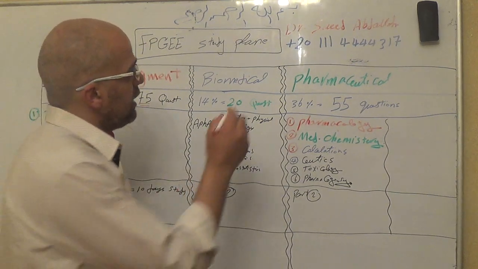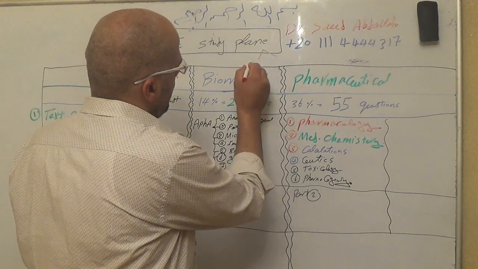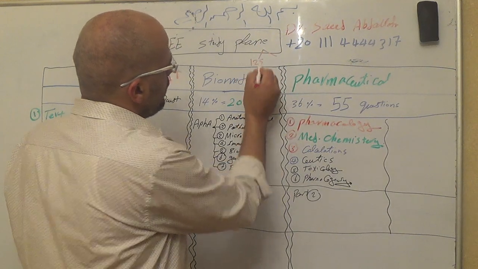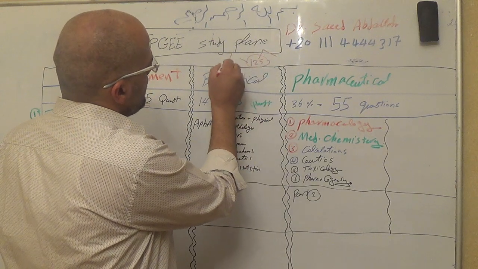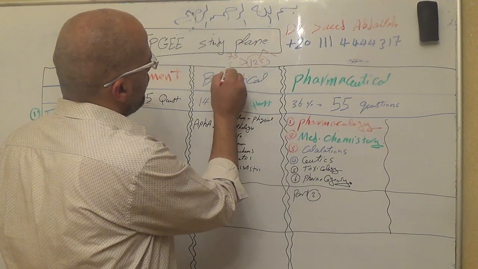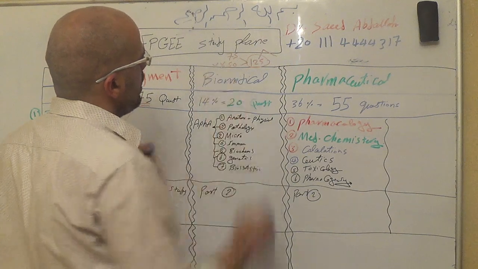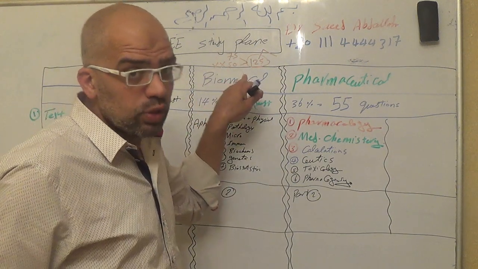By the way, the exam is two papers. Each paper is 125 questions. Each 125 contains 75 scored and 50 non-scored questions. So around 40% of the exam is non-scored.